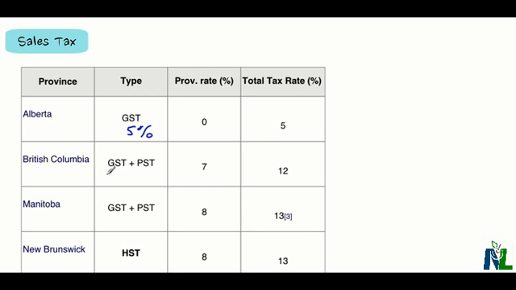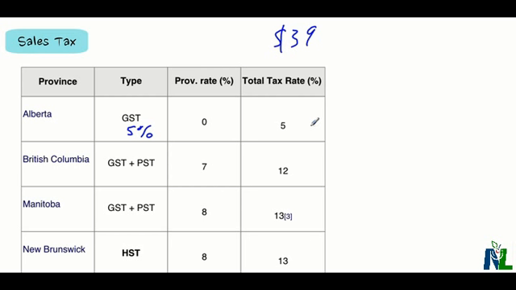In places like British Columbia, however, you have a provincial rate of 7% and then a total tax rate of 12%. So I'll kind of show you how that works. Let's take an item, say that's $39, and calculate the tax in a few different jurisdictions here.